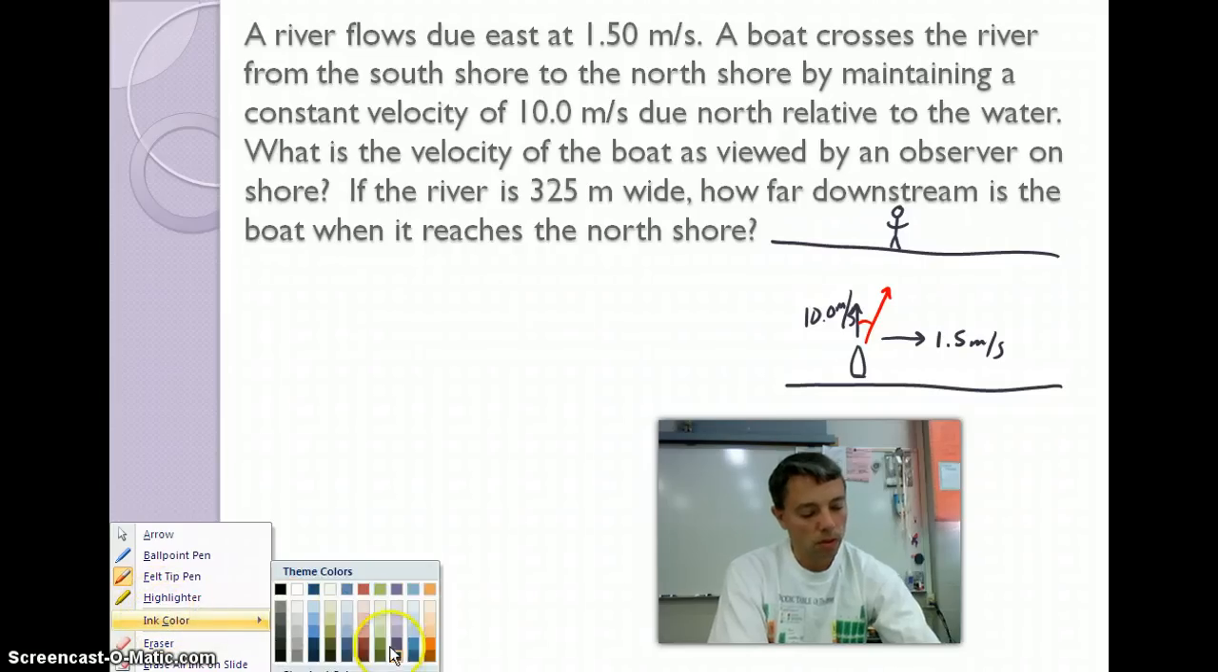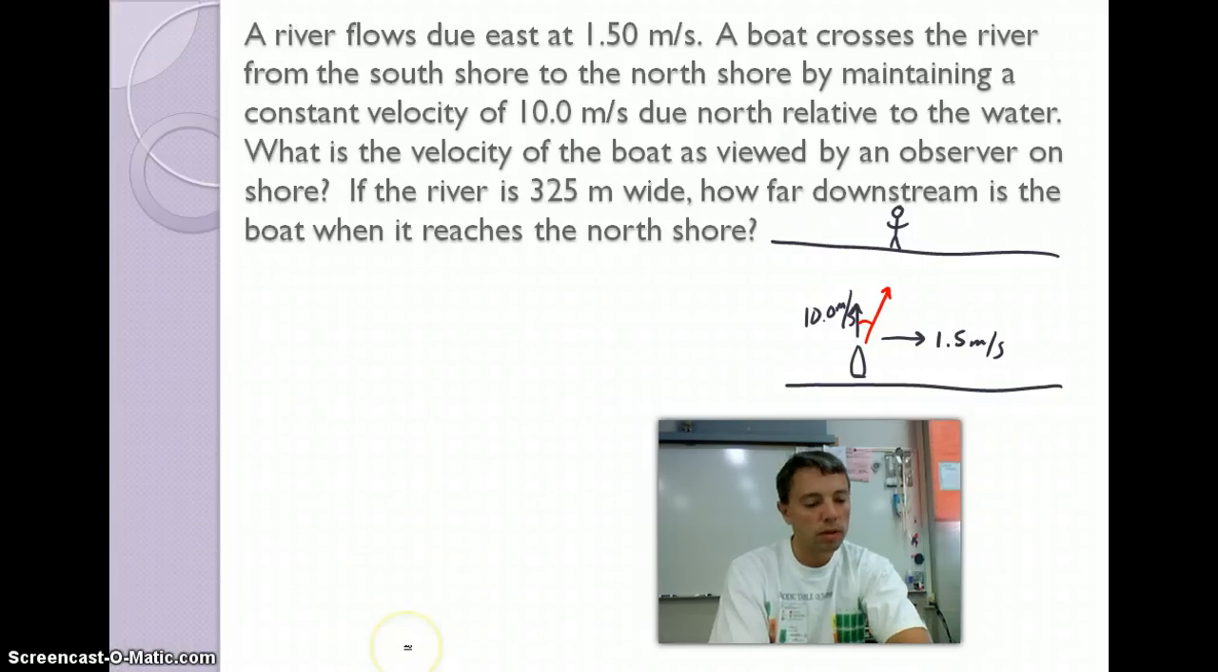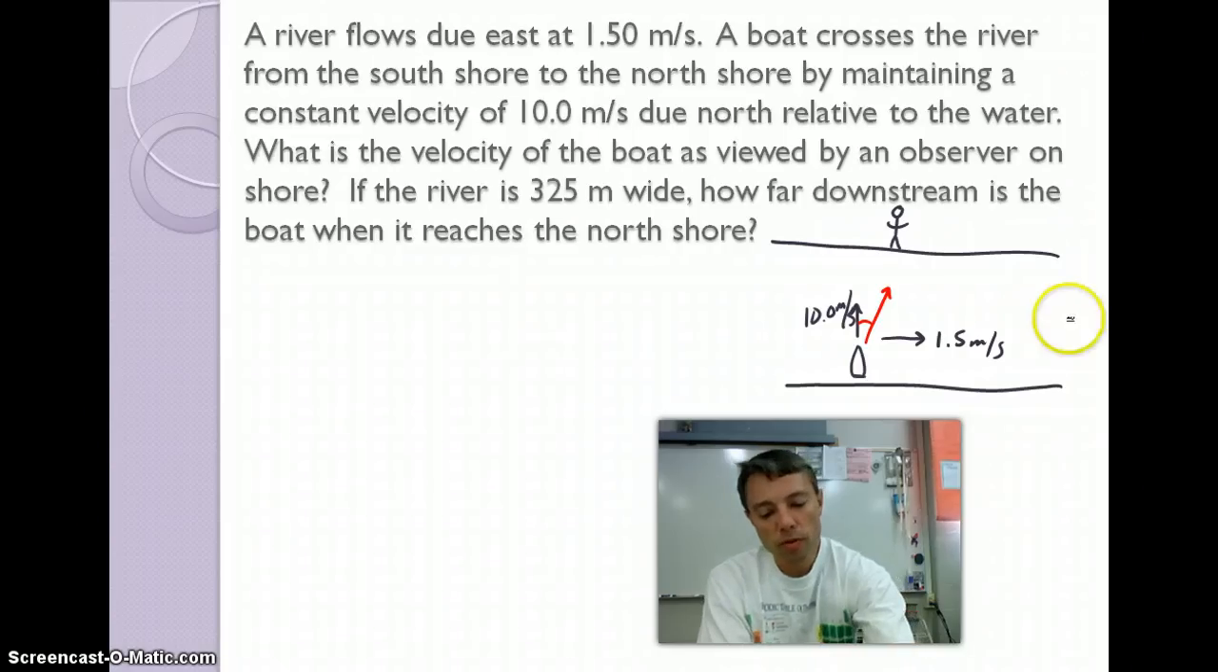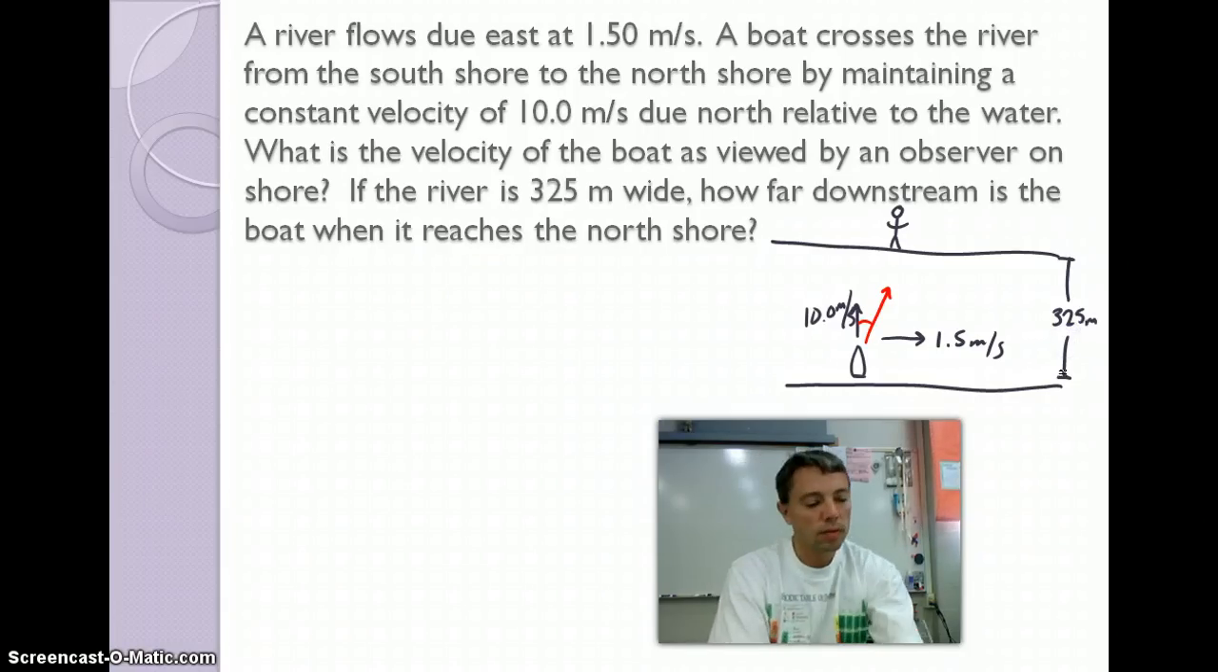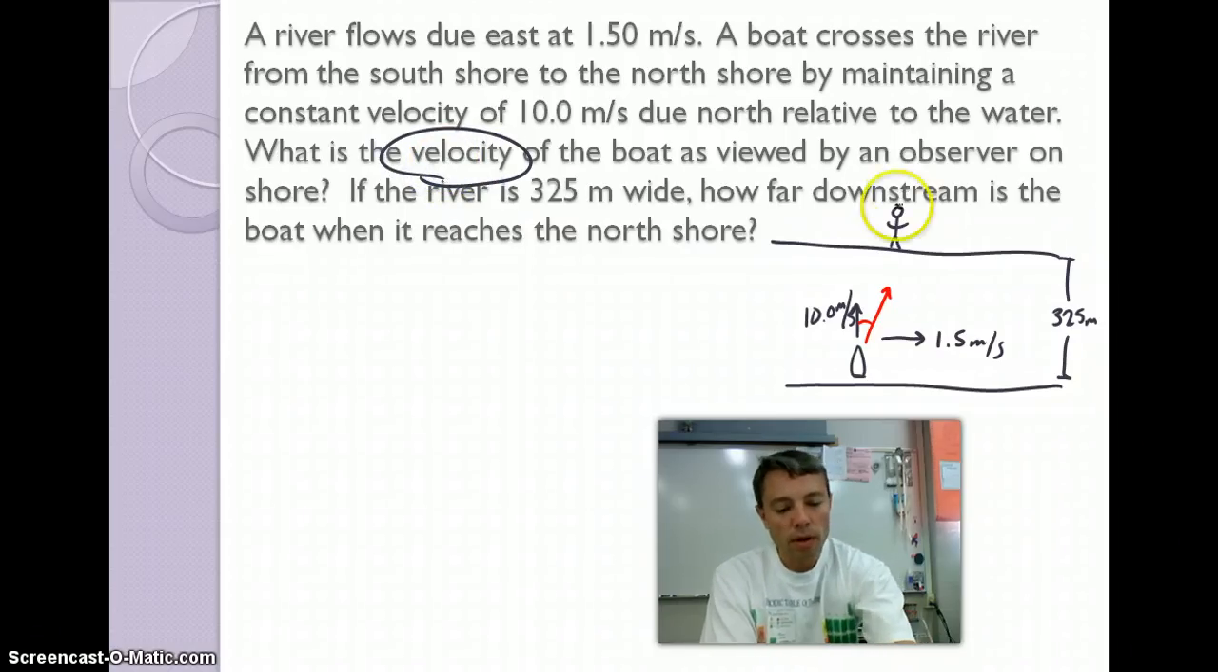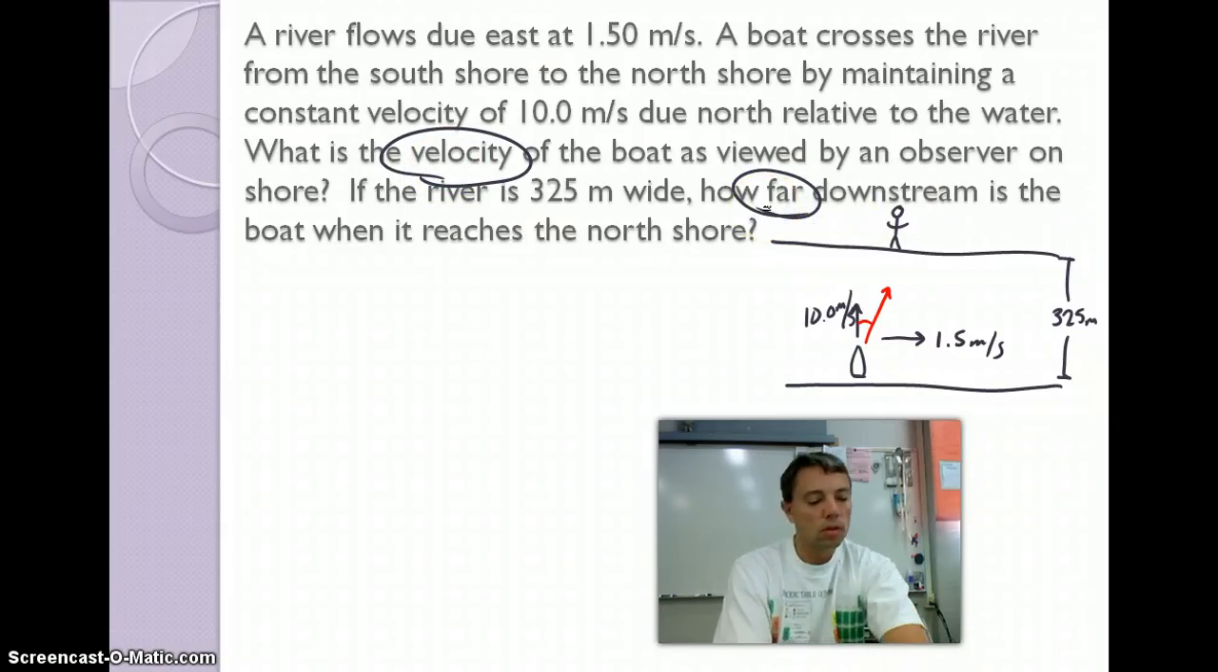So let's go ahead, and now we've got our little picture done. We've set it up. Oh, there's one other piece of information, which is the 325 meters. That's how wide the river is. Okay. So we kind of have two questions here. What is the velocity of the boat, and how far downstream is the boat when it reaches the shore? Okay, so I'm going to set this problem up. It looks like a nice little triangle problem.